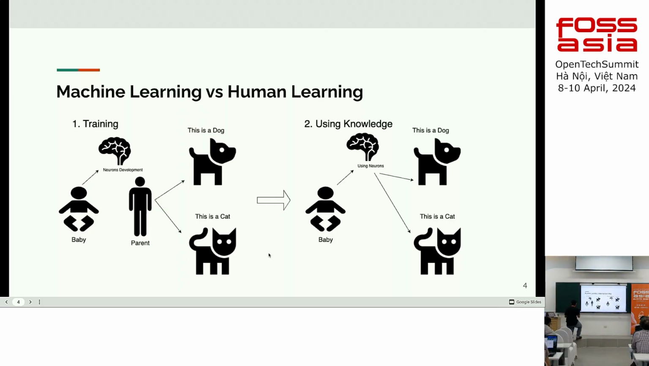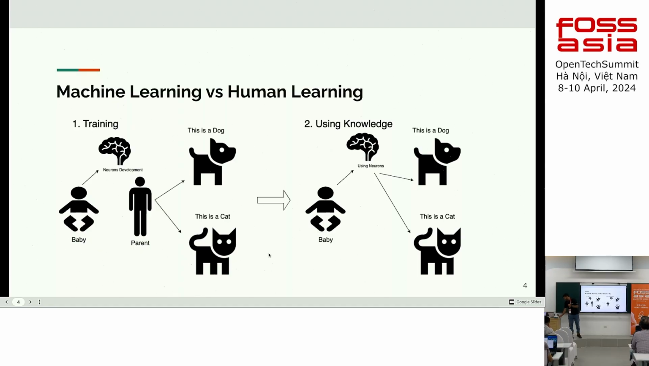So when the parent teaches the kid, look, this is a dog, this is a cat, then in the kid's brain there is something called neuron development. Later, the kid will use the neurons to understand, okay, this is a dog and this is a cat. This is how humans are learning, as far as we understand from different kinds of research. This is okay, right? Good?